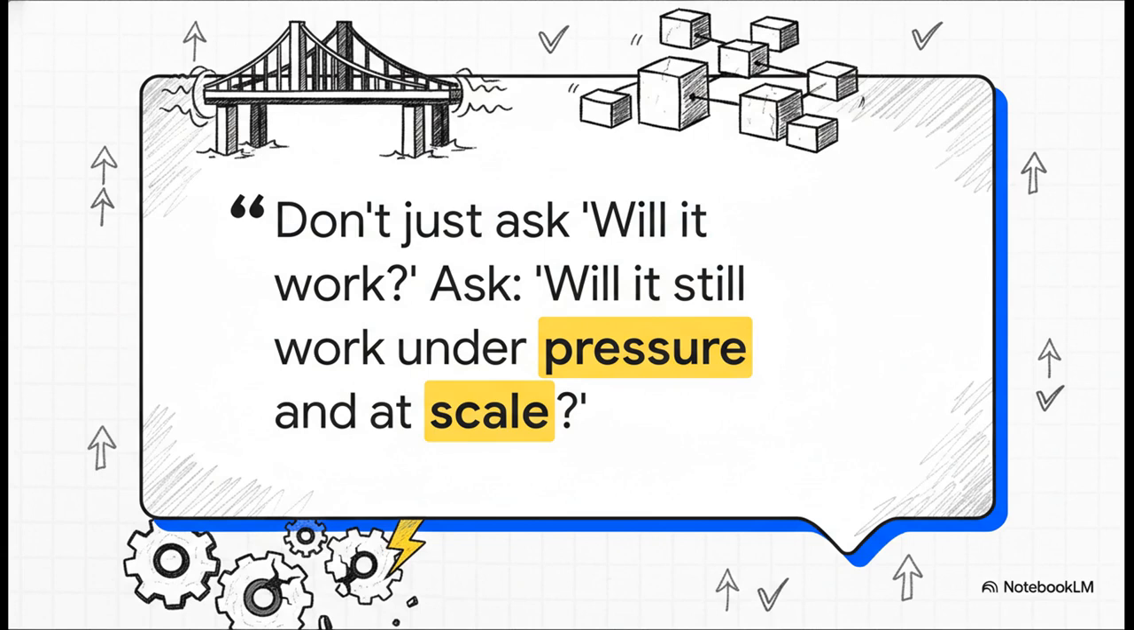This is the mindset shift you have to make. Smart builders, they don't just ask, will it work? They ask the harder questions. Will it still work under pressure? Will it still work at a massive scale? And what happens when things go wrong? Because asking those questions, that's how you build systems that don't just work, but systems that actually win.